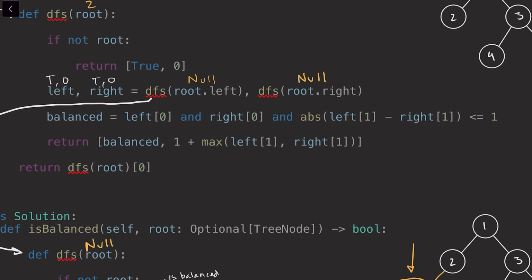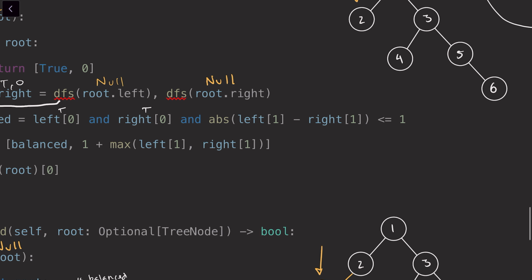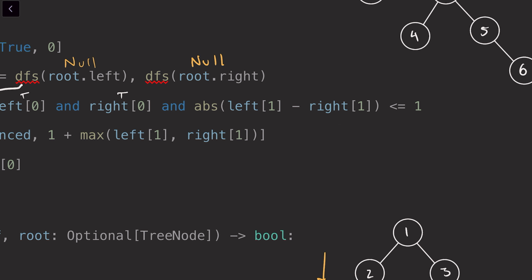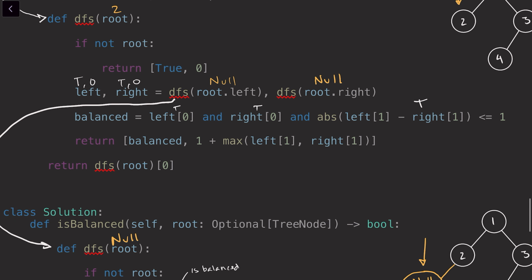And so after that, let's move on to the next line. What does this next line say? If left is true, and if the right is true, and the absolute value of the difference of the two heights. What is the height? We know that the height is 0 and 0, and 0 minus 0 is 0. So 0 is less than or equal to 1. That evaluates to true. Therefore, balanced will be true, and we will return true for that.